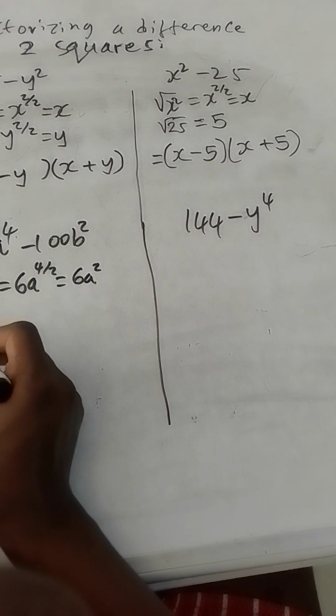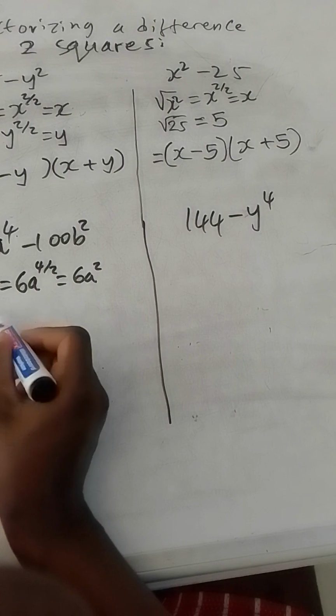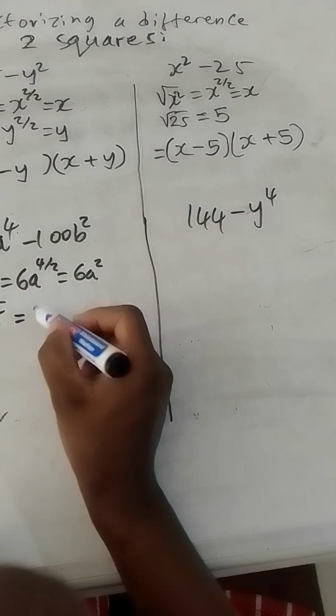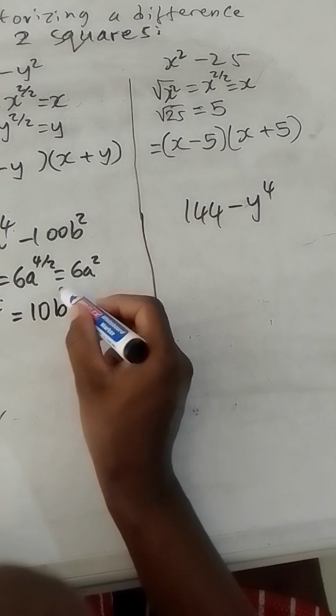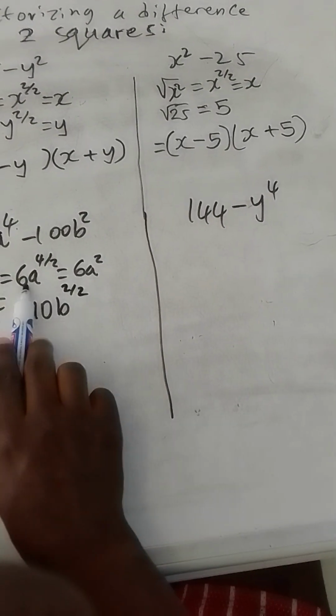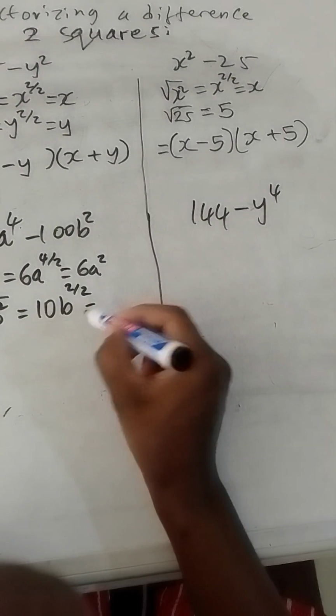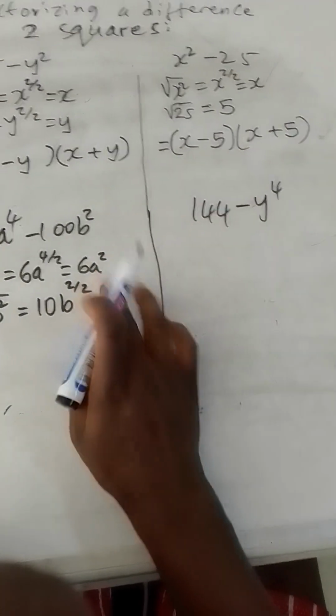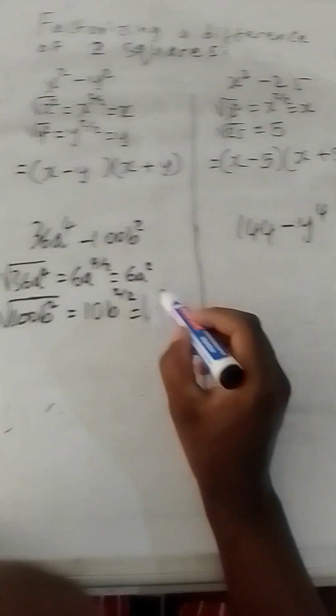And then we have what? Square root of 100b squared. We ignore the negative. It equals 10b to the exponent 2 divided by 2. 10, because 10 times 10 is 100. 6, because 6 times 6 is 36. So that gives you 10b.